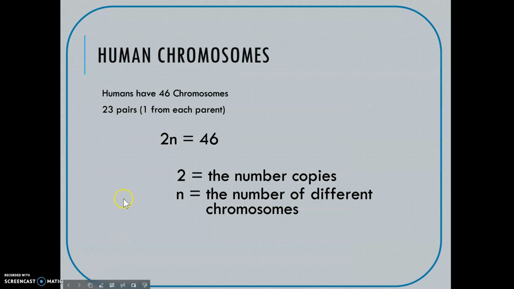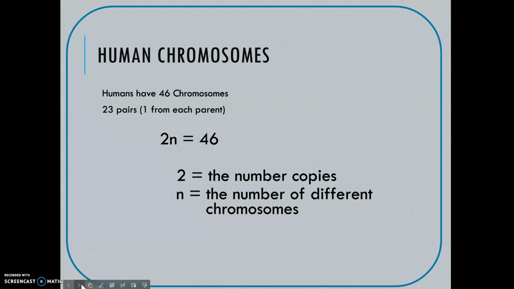Sometimes when they're talking about that, they would say that humans are what we call 2N, because we have 2 of all of our chromosomes, and N would be the number of chromosomes. So we could say 2N equals 46, just putting it into a mathematical equation, where 2 equals the number of copies and N equals the number of different chromosomes.